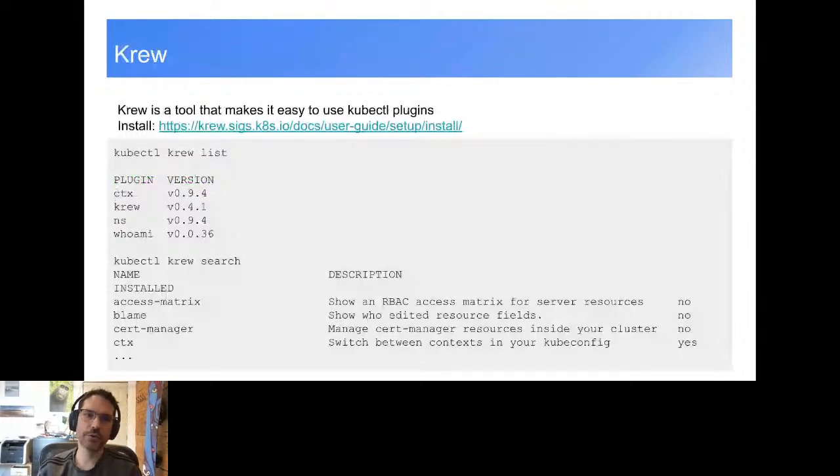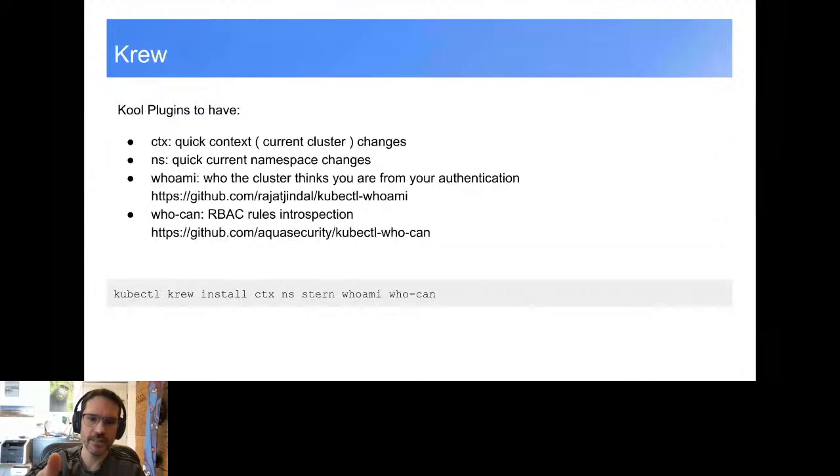Then the next, Krew. Krew feels like Brew, but for Kubernetes. So it's a kind of plugin manager for kubectl. Again, very easy to install, and you can install that with Brew. And it will add new commands to kubectl. So then you can kubectl krew list and see what plugins you have already installed. Krew search to search for all the possible plugins that exist. And then krew install like ctx, ns, stern. Even stern can be installed with Krew now. So there's a bunch of plugins that I usually install by default.